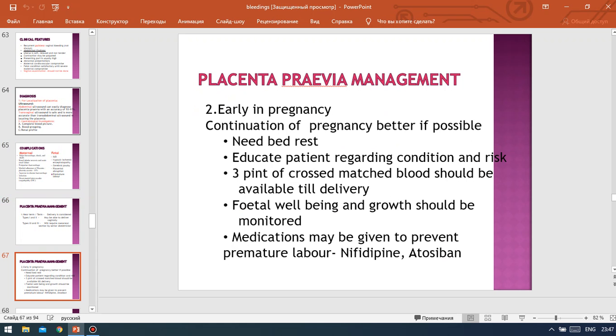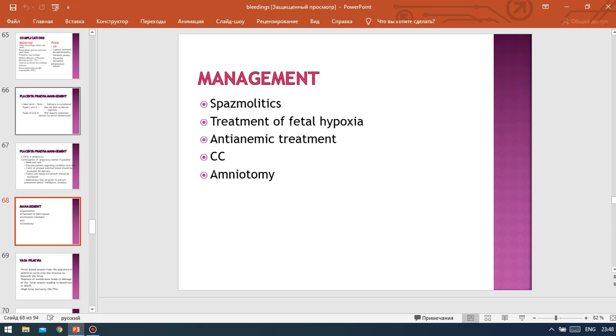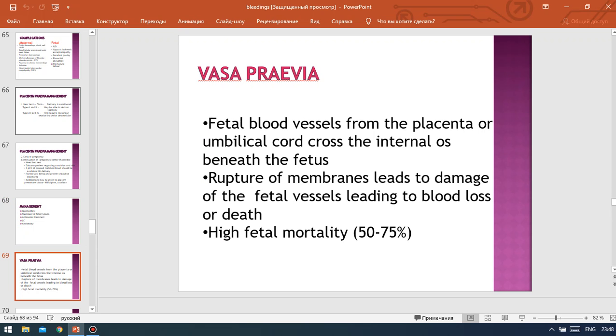Fetal wellbeing and growth should be monitored by ultrasound, Doppler velocimetry and CTG, cardiotocography. Medication may be given to prevent premature delivery, with nifedipine and atosiban. Management: we give spasmolytics, treatment of fetal hypoxia, anti-anemic treatment, cesarean section and amniotomy.